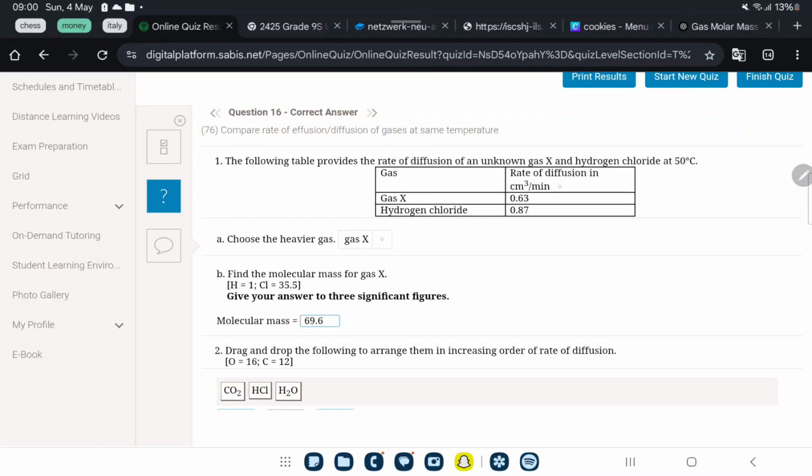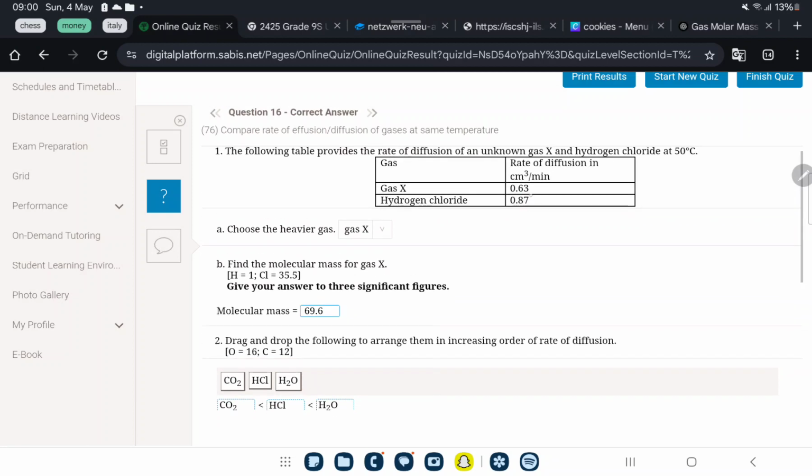Now you want to find which one is the heavier gas. So whichever one has a smaller rate of diffusion, it's the heavier gas. Hydrogen chloride has 0.87. Gas X has 0.63. So which one has less? I don't know, you tell me. So 0.63. So gas X. And find the molar mass.